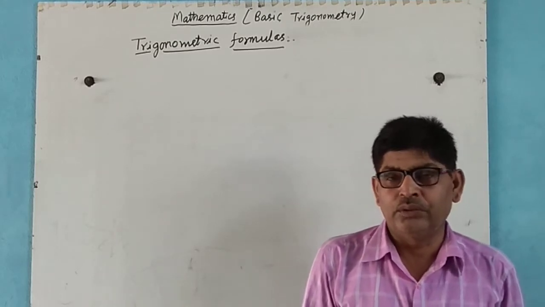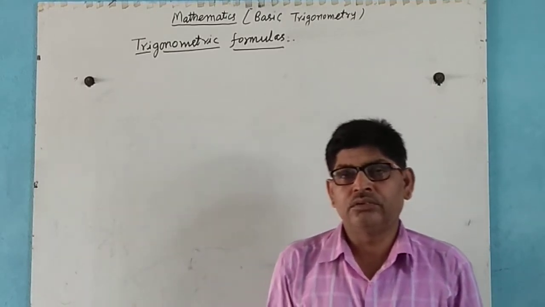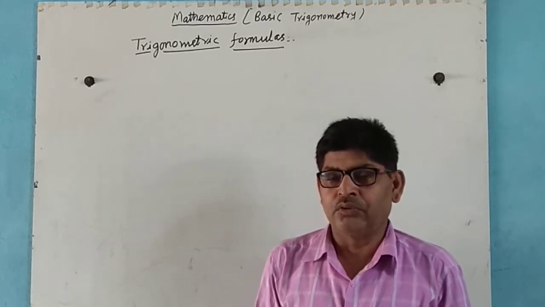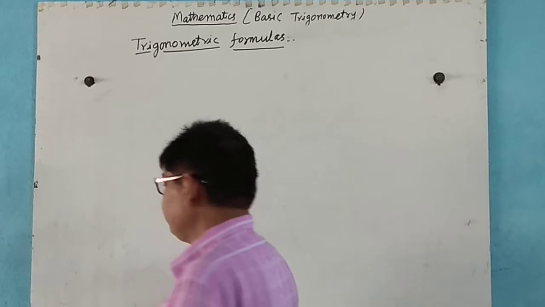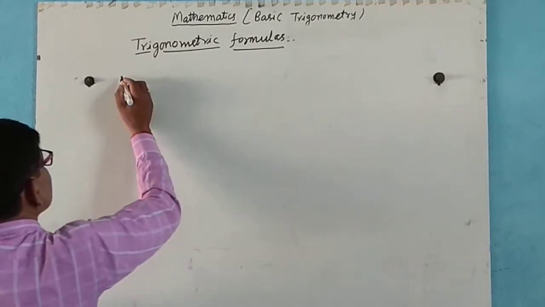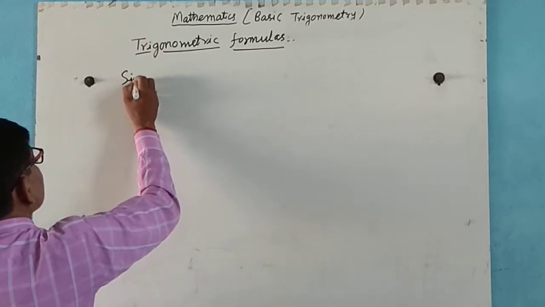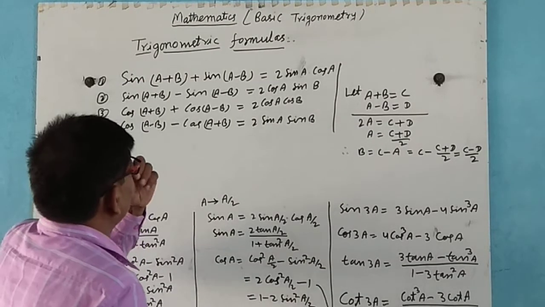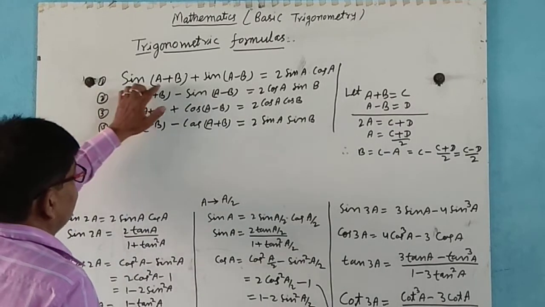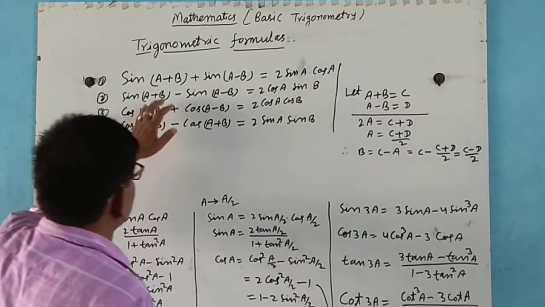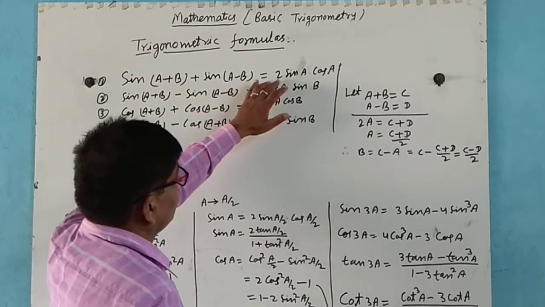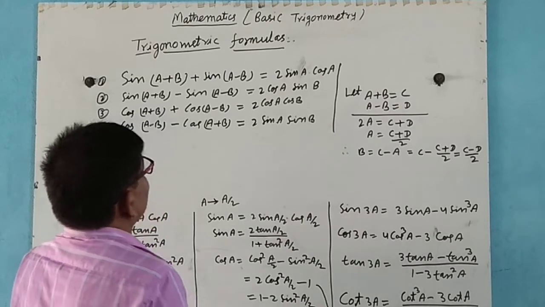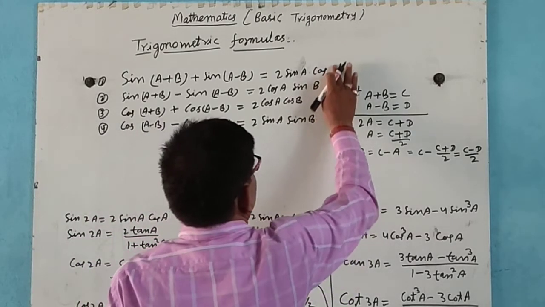Today we have discussed some trigonometric formulas. Now our basic formula is sin(A+B) plus sin(A−B) equal to 2 sin A into cos B.